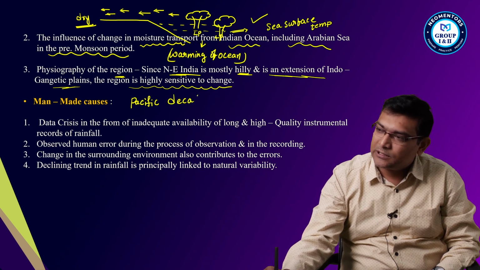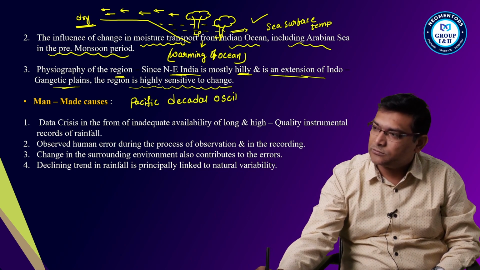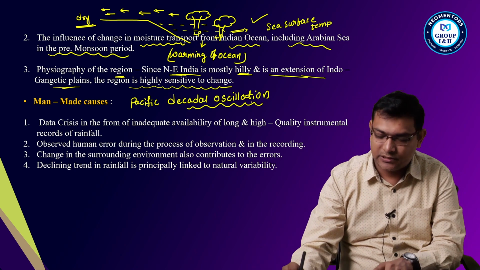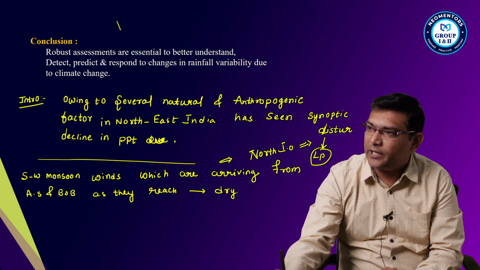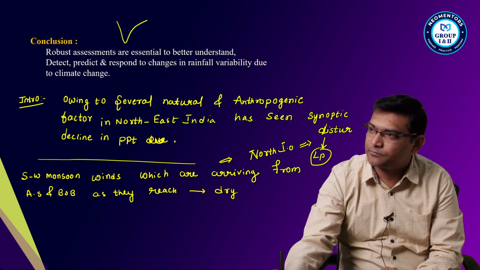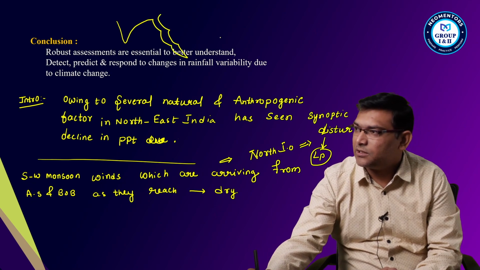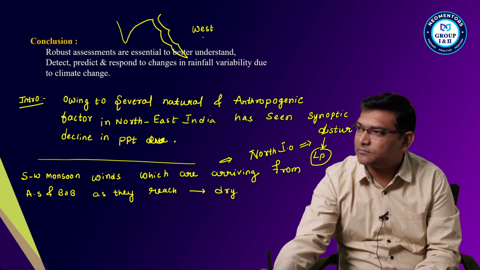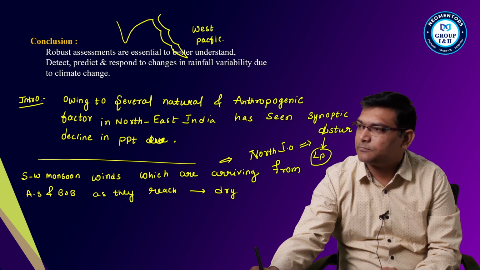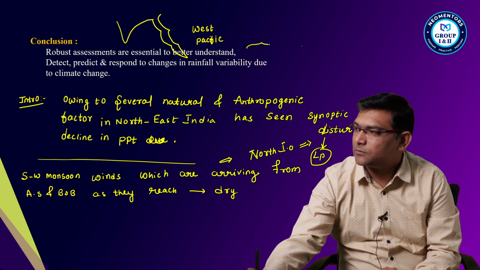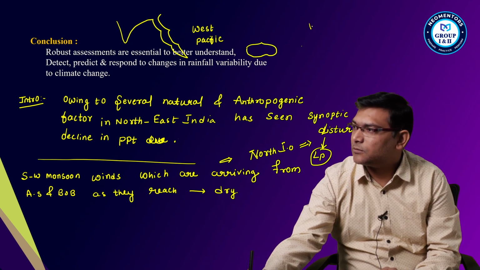decadal oscillation. Let us write Pacific decadal oscillation. What is the Pacific decadal oscillation? See, suppose this is your India, this is your Western Pacific, and this is your Eastern Pacific.